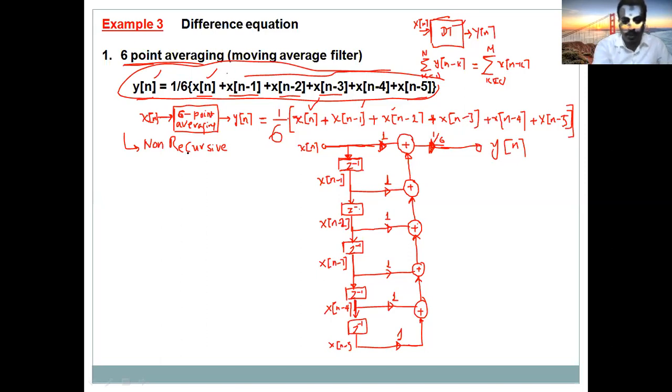Say, a type of system where the output does not depend on previous or past outputs.